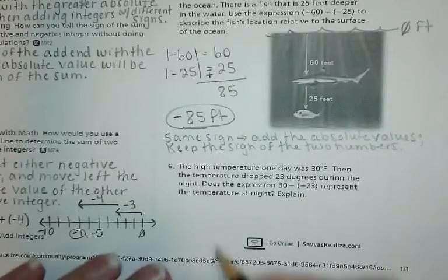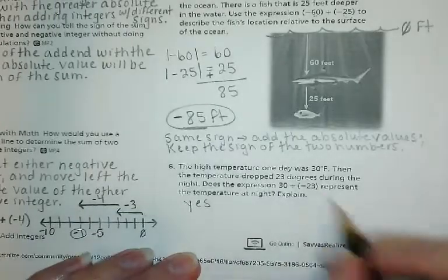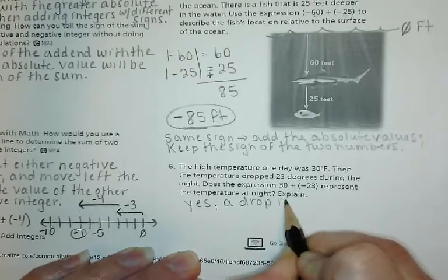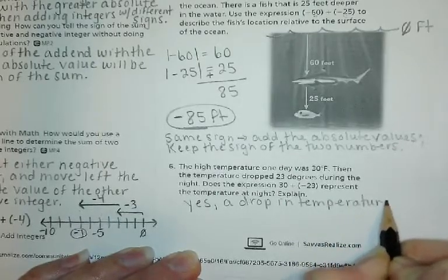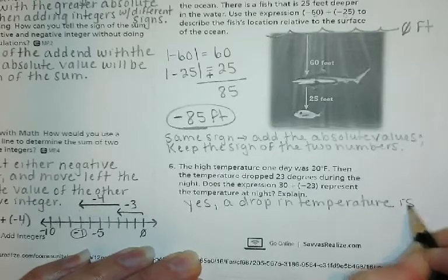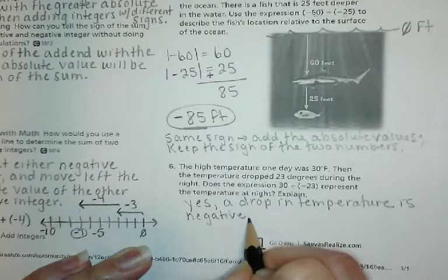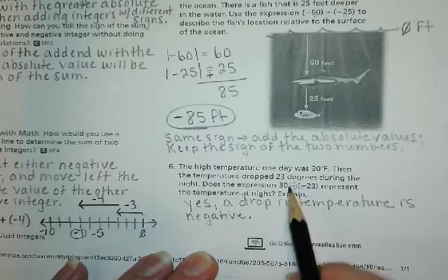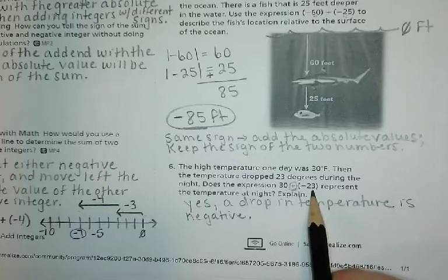So this would be yes, because a drop in temperature is negative. So you're going to start at 30 degrees. And then, remember the plus is like an "and." The second action was the drop in temperature. So what do you get?